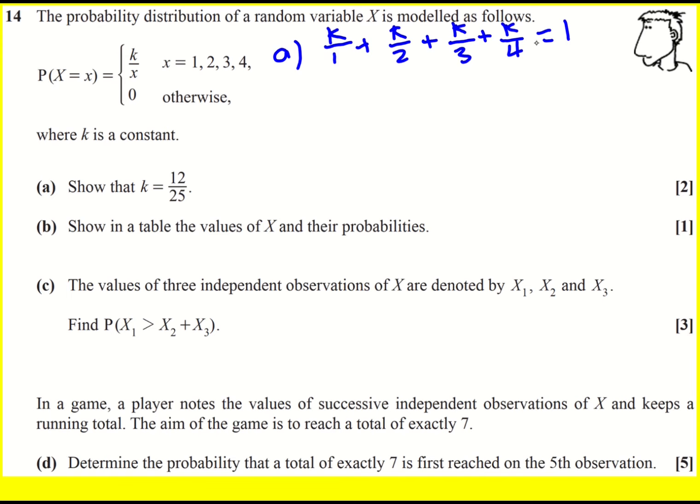Now you can either add these fractions together, 1 plus a half plus a third plus a quarter, but best to just put it all in your calculator, which gives 25 over 12. So k times 25 over 12 is equal to 1, and therefore k is 12 over 25 as required.